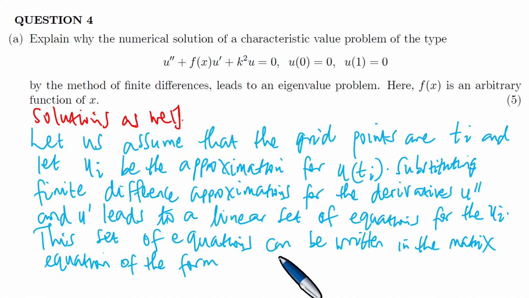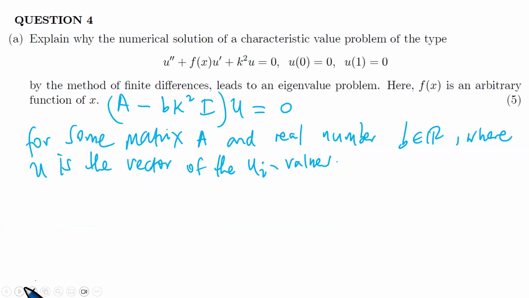We are effectively reinforcing the fact that this set of equations can be written in the matrix equation of the form (A minus B k squared I) times u equals 0 for some matrix A and real number B, element of R, where u is the vector of the u_i values. Obviously u, being a vector of the u_i values, which appears outside the parenthesis, becomes the desired solution in this case. Once again, we shall give examples in today's discussion so that you can see the finite difference method in action.